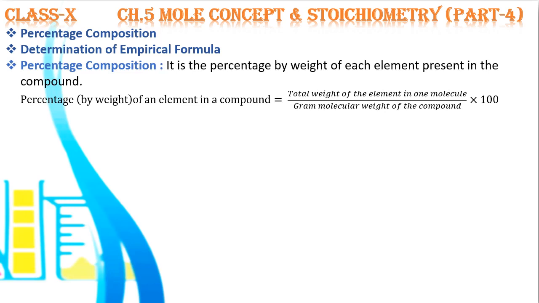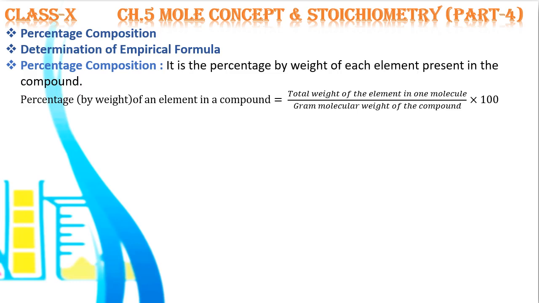What is percentage composition? It is the percentage by weight of each element present in the compound. That means percentage by weight of each element in the compound. How can we find the percentage composition?